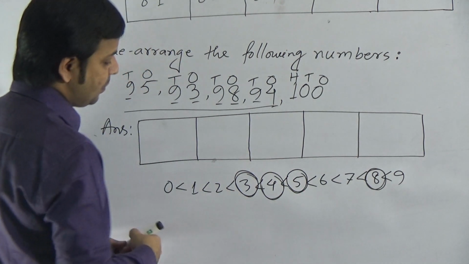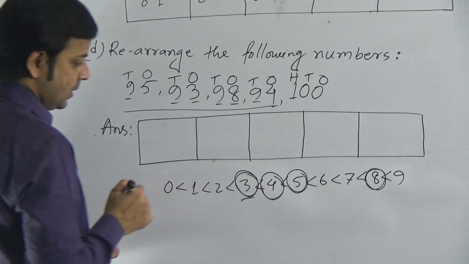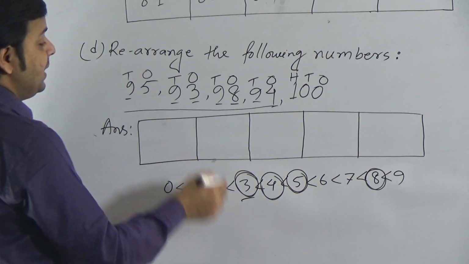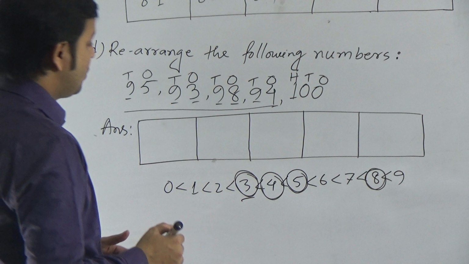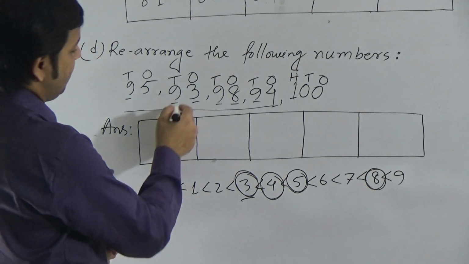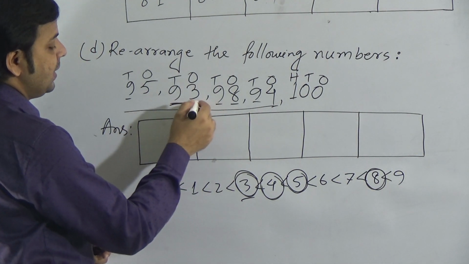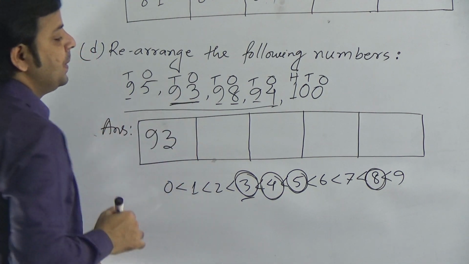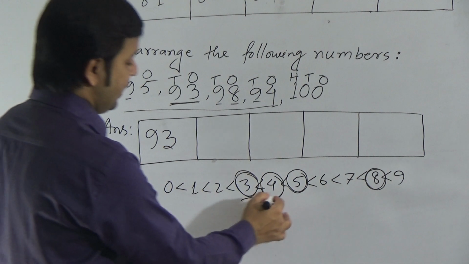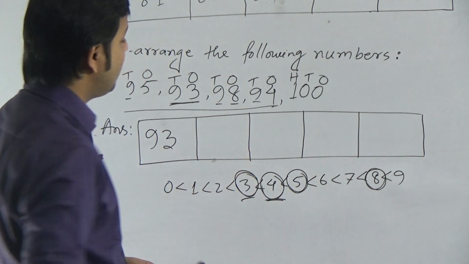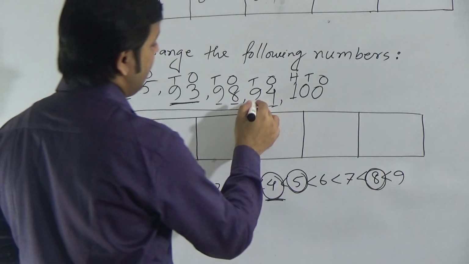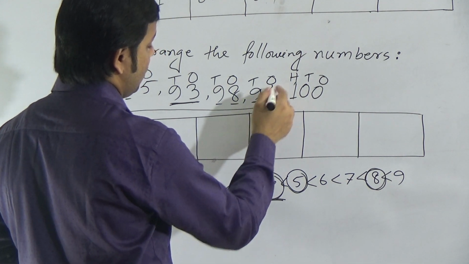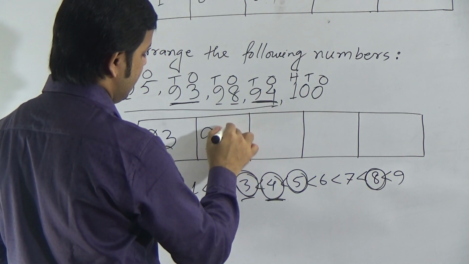Here which one is the smallest? 3 is the smallest. So we have to identify 3 is in ones place for which number, that is 93. So 93 is the smallest number. So we have to write 93 at first. Then next one is 4. So we have to find out in ones place where is 4. In 94 here is 4. So we have to write here 94.